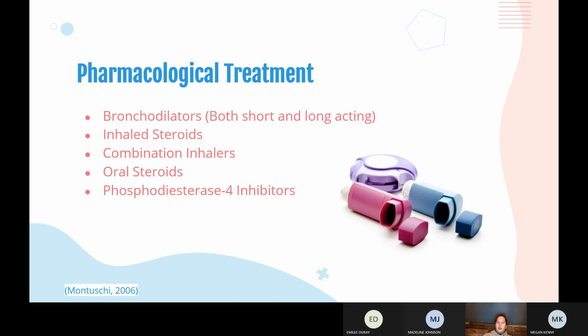Another thing that can be used is combination inhalers. So some medications combine bronchodilators and inhaled steroids. An example would be fluticasone and vilanterol. And another combination inhaler is one that includes more than one type of bronchodilator. An example of this would be an inhaler with both albuterol and ipratropium.